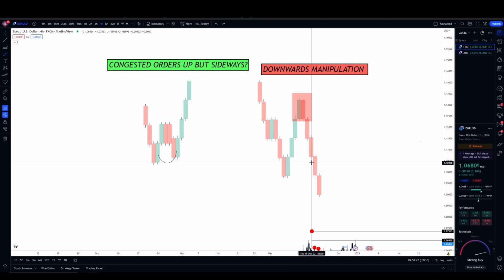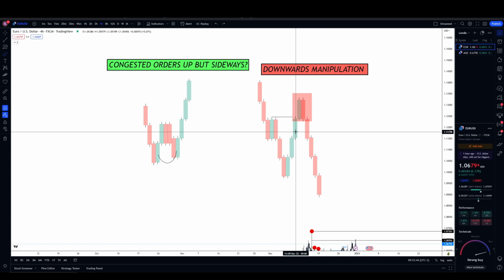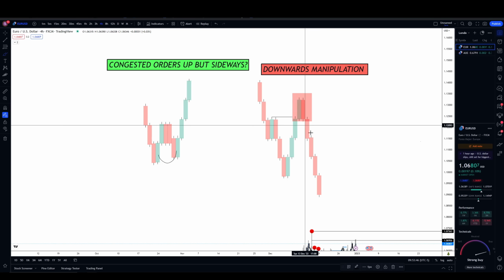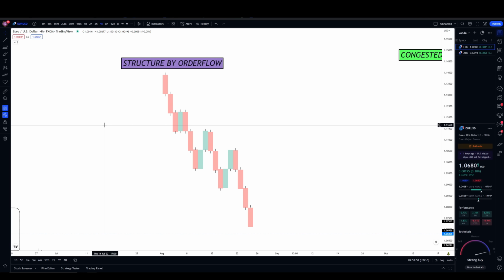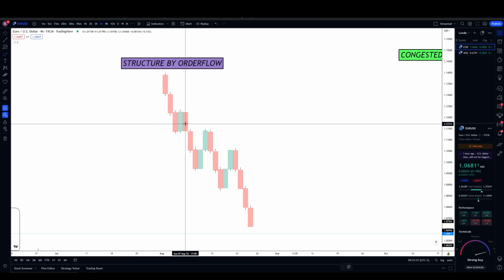But honestly, that's not as important as what's more important, which is to know how to handle these situations. And then the third structure is structure by order flow. And this works for uptrends as well. Now, structure by order flow is ideal. Imagine that as being the most ideal situation ever.